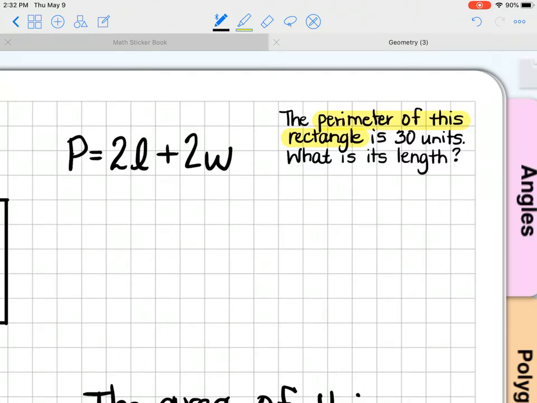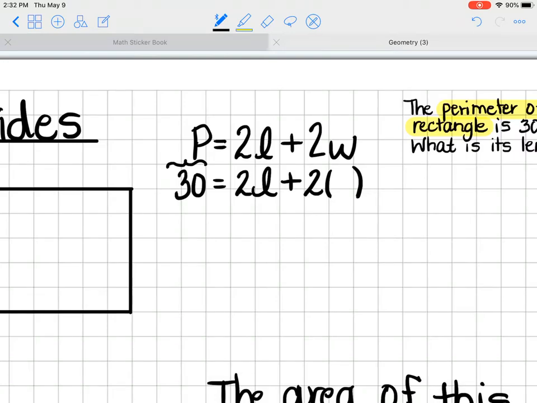And they tell me that 30 is the perimeter. So I'm going to put that in for perimeter. So we know that 2L plus 2W, and I should have given you this one. We can actually count the width here. So 1, 2, 3, 4, 5. This is the width. So 5 is the width of this rectangle. So 30 equals 2 of the L's plus 10.